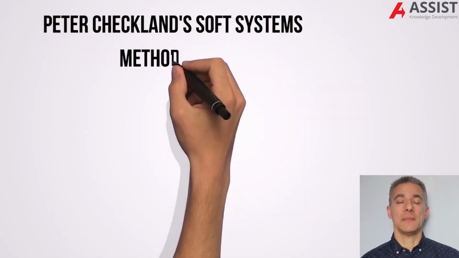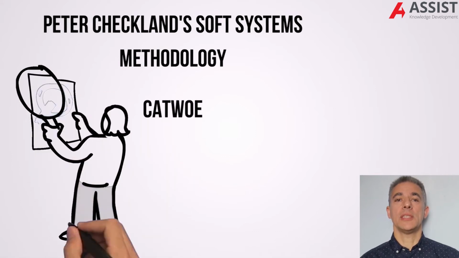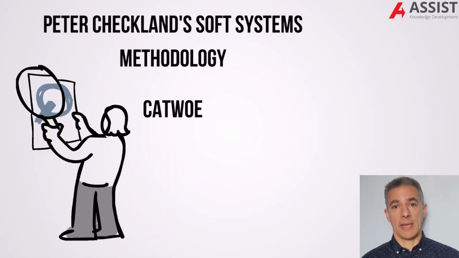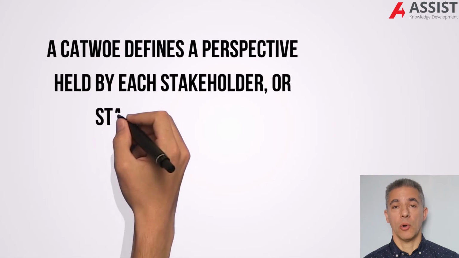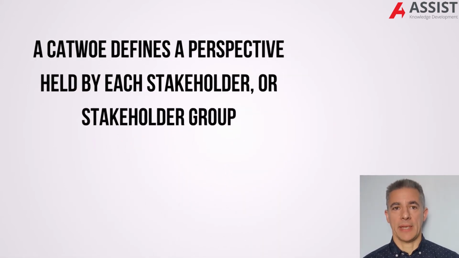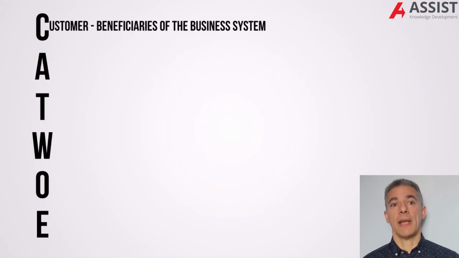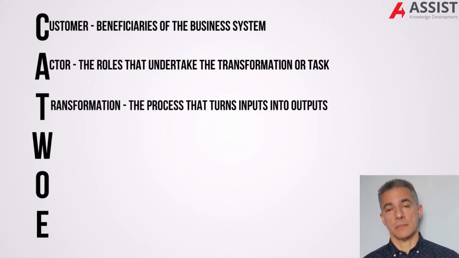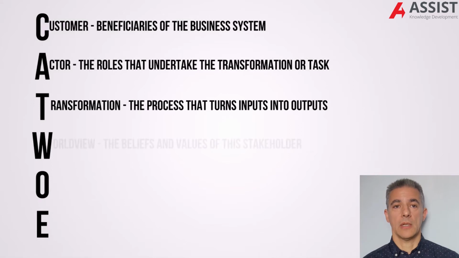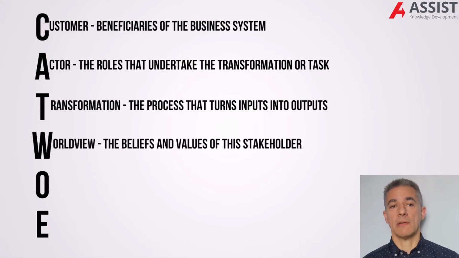Peter Checkland's soft systems methodology introduced the CATWOE technique, which is used to understand and consolidate stakeholder perspectives. A CATWOE defines a perspective held by each stakeholder or stakeholder group and considers the following aspects: the customer or customers who are beneficiaries of the business system, the actors or user roles that undertake the transformation or task, the transformation, which is the primary process conducted by the business system that turns inputs into outputs, the worldview, which encapsulates the beliefs and values that underpin the stakeholder perspective. This is usually the starting point for developing a CATWOE.